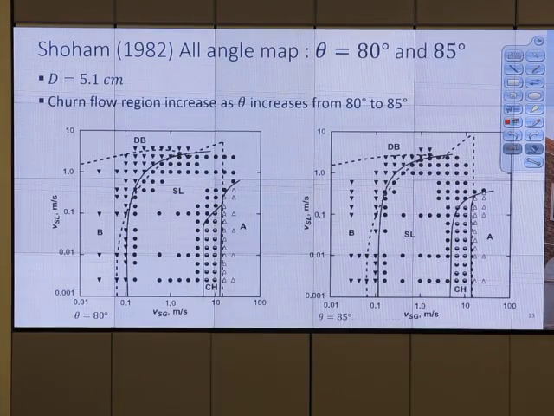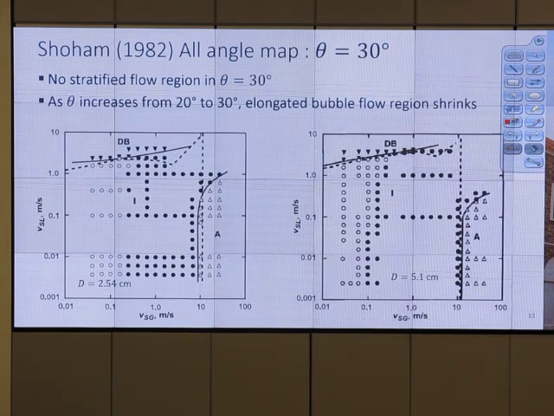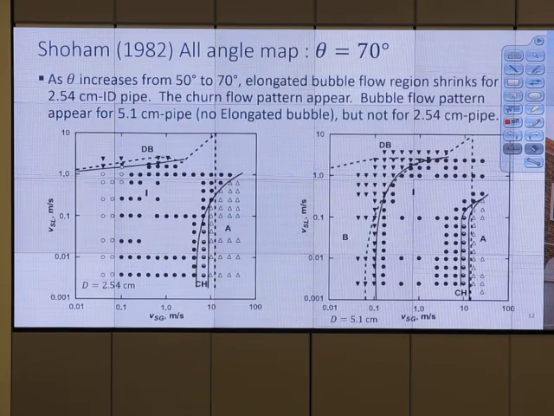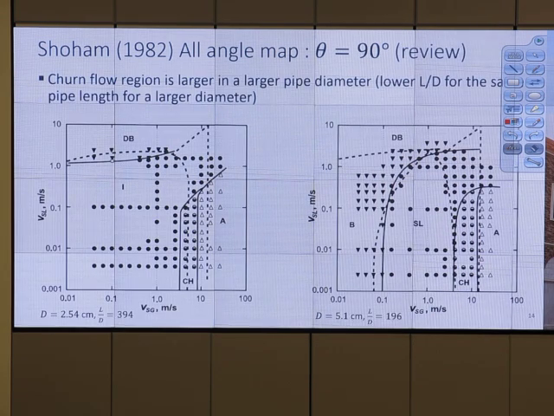Right. So at 80 and 85 we have churn flow. 90, we have churn flow. So let's take a look at 50 and 30. At 50 and 30, we don't have churn flow. They don't observe churn flow. Horizontal, there's no churn flow. And we are going to give the reason for that soon. So churn flow is between like 80, 85, 90.